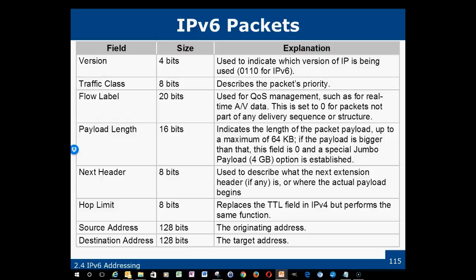The payload length indicates the length of the packet payload up to a maximum of 64K. If the payload is bigger than that, the field is 0, and a special jumbo payload option is established. Unlike IPv4, where the router figures it out, the client is supposed to figure out what the maximum size of the packet is that they can send before they start the conversation. So you actually go to the other end first to see how big you can send it, and then we'll go on from there.